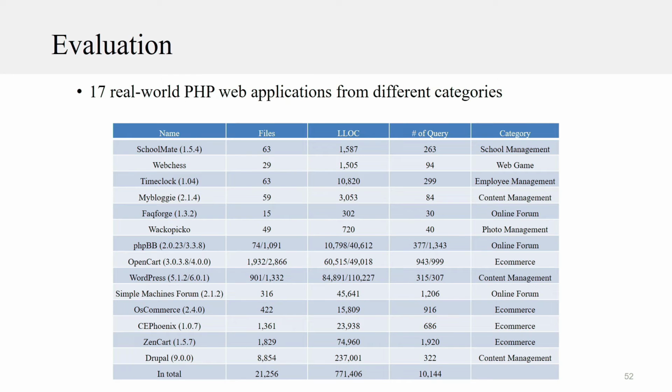We evaluate SynthDB with 17 real-world web applications and compare the quality of the synthetic database by SynthDB and other state-of-the-art techniques. We consider categories of web applications where the PHP programming language and the database are popularly used, including a management system, online forum, e-commerce platform, and web game. I want to point out that we include some popular applications such as WordPress, phpBB.